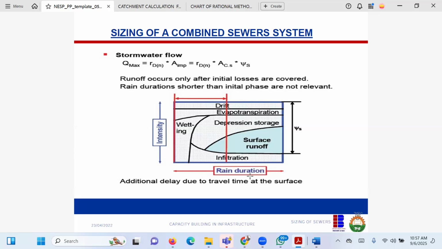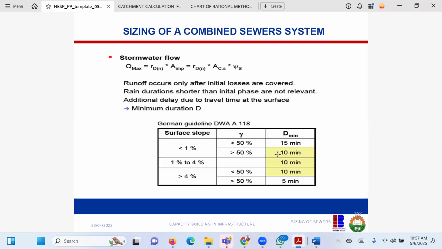What this diagram is trying to demonstrate to you is that before runoff could take place, out of all the rain that falls, 100% rain that falls, runoff is just a small percentage. And it occurs over time. As you move towards duration, it percolates, it moves. I'll still explain this further.